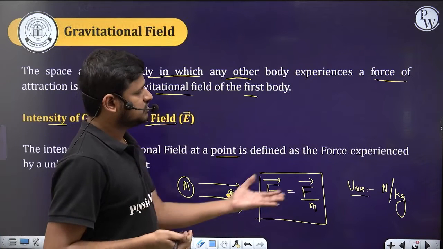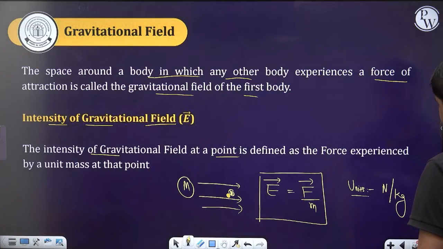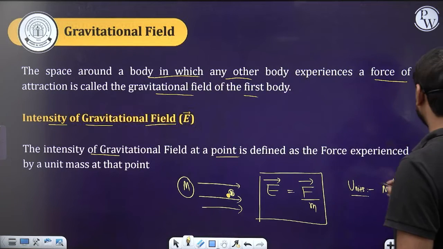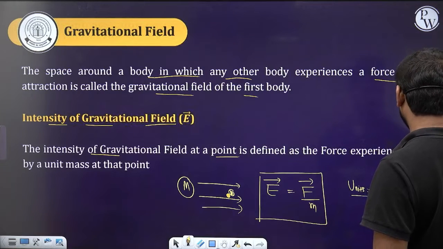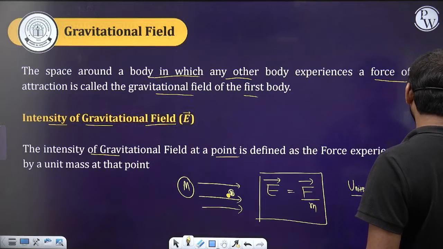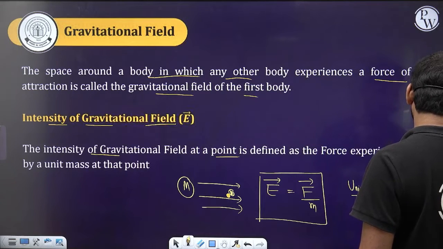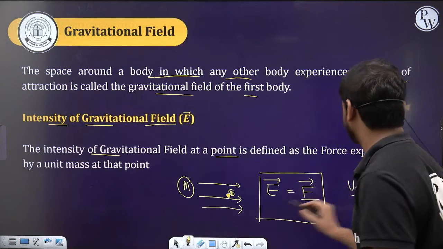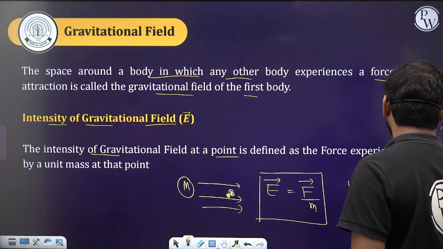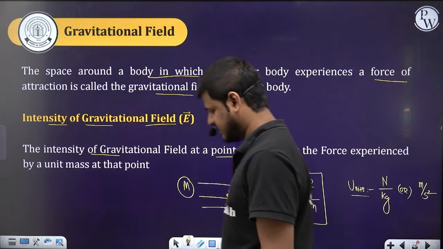Done. Newton per kg. You can also write it as, so Newton is nothing but mass into acceleration. Mass is kg, acceleration is meter per second square, divided by kg. Here kg gets cancelled, so you can write it as meter per second square. That's also fine. So Newton per kg, or I can also write meter per second square. Done?